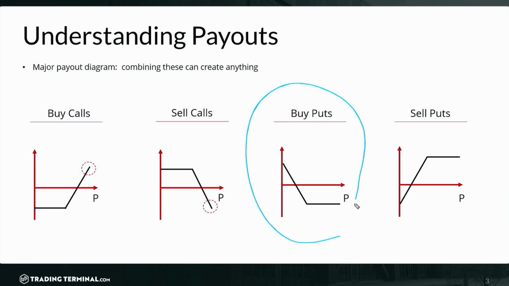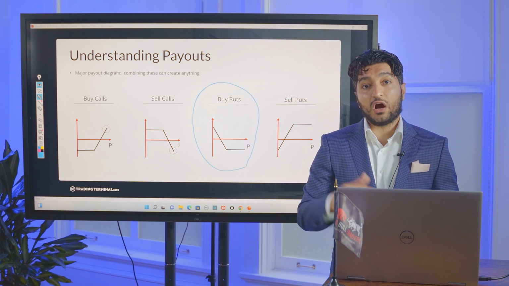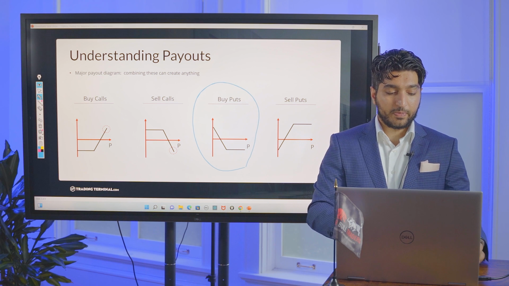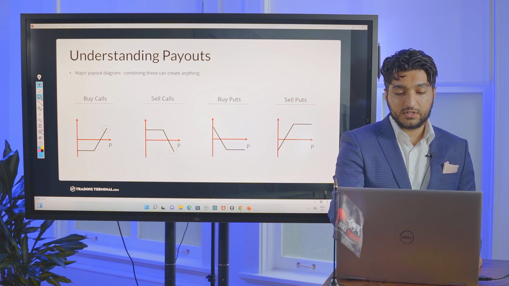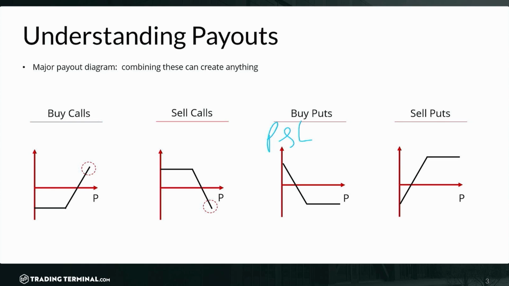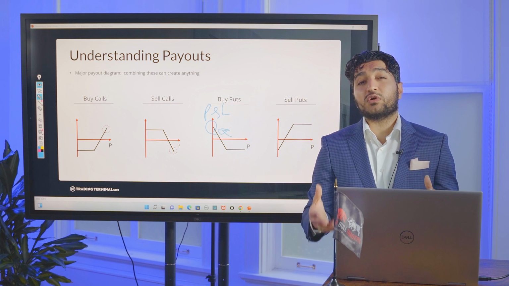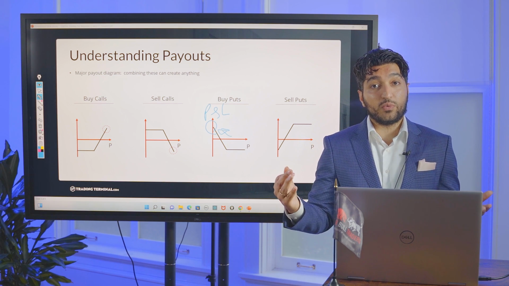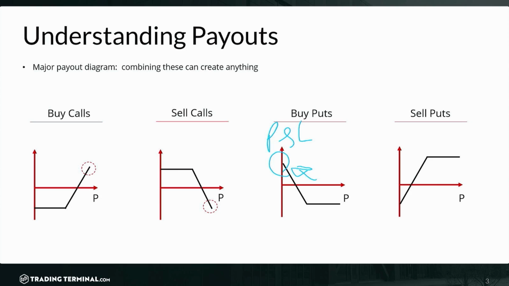Buying puts is a bearish bet. It's an option to sell 100 shares of the underlying at a specific strike price that you choose. As you can see, if this is your P&L, for every dollar that the stock goes down, you end up making money. Your maximum profit is capped, because theoretically the worst case scenario is the stock going to zero. Stock can't really go negative.